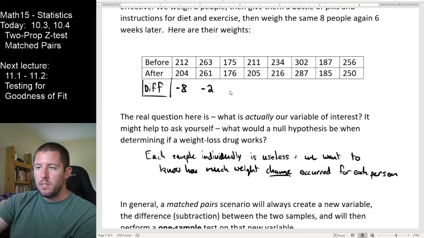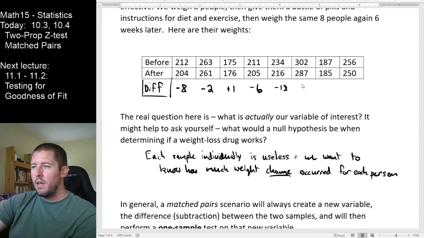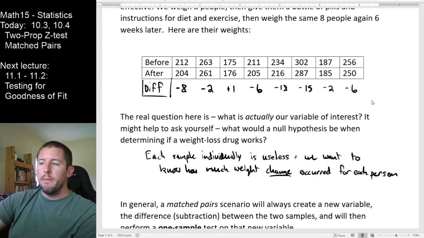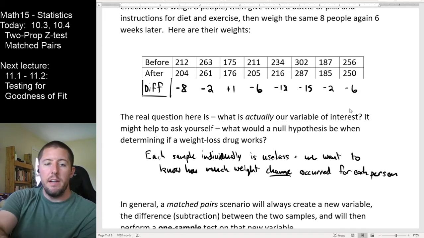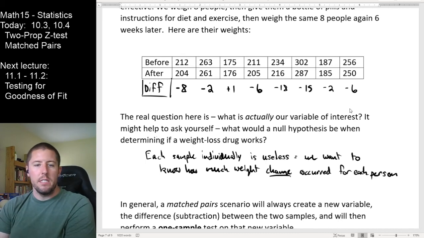This person lost 2 pounds. This person gained 1 pound. This person lost 6. This person did a great job. This person lost 18 pounds. This person also did a very good job. They lost 15 pounds. This person only lost 2 pounds. This person lost 6 pounds. This is really my variable of interest right here. What was the difference? I want to know, is the difference 0?